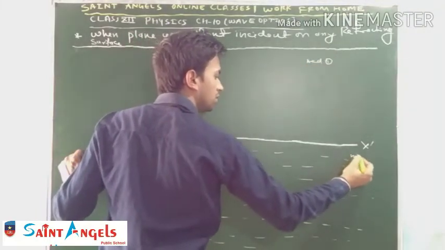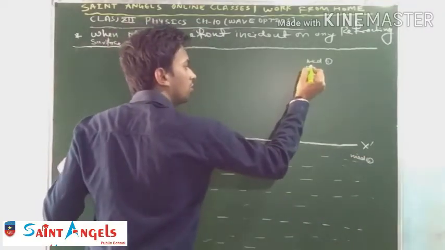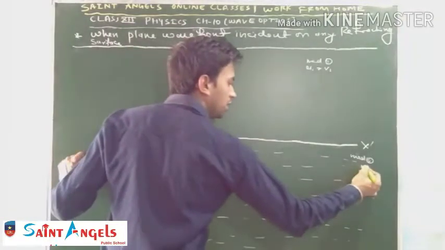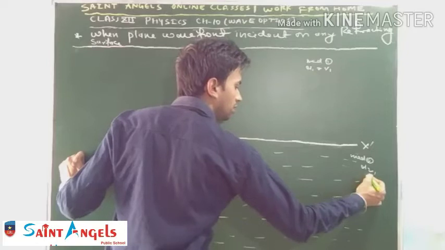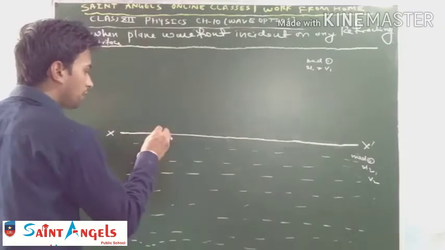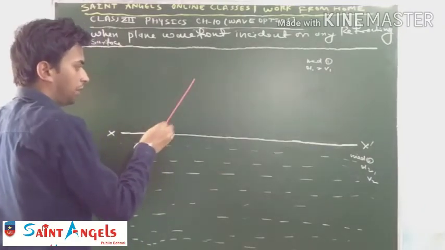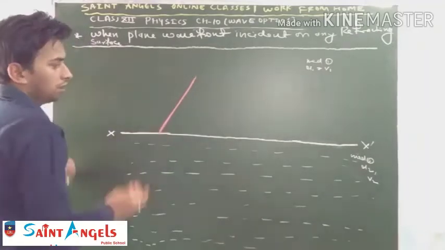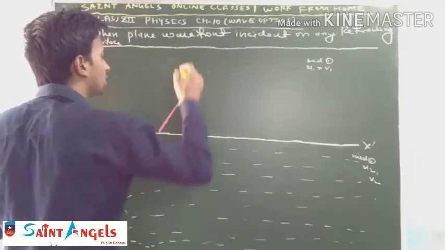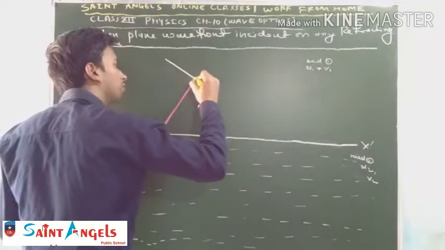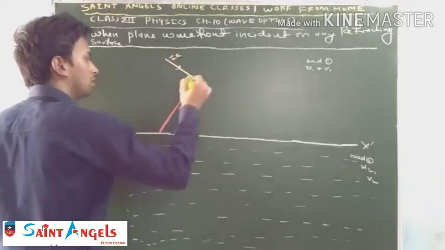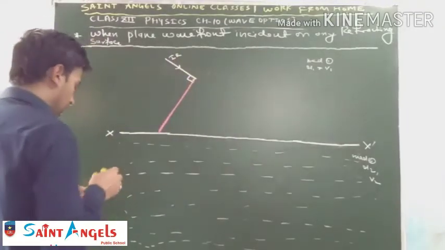medium second. The refractive index of this medium is mu1 and the speed is v1. And the refractive index of this medium is mu2 and the speed of light in this medium is v2. Now consider a plane wavefront AB incident on this refracting surface. Now firstly draw the rays which are perpendicular to the wavefront. This is the incident ray, perpendicular to the incident wavefront.